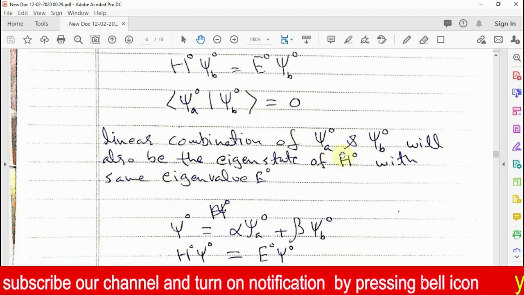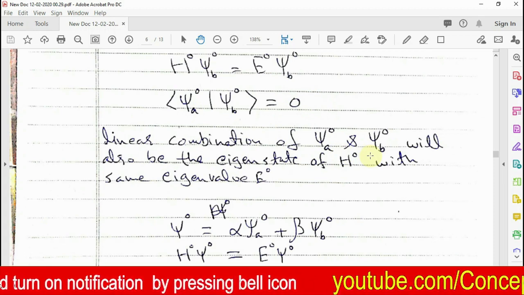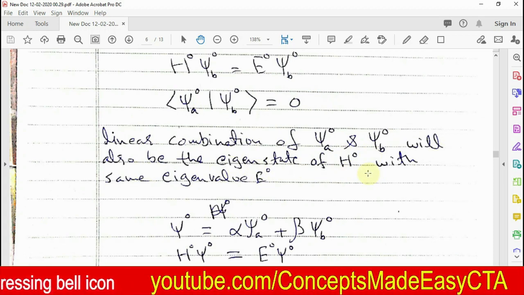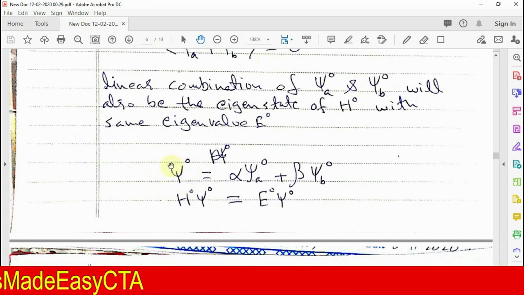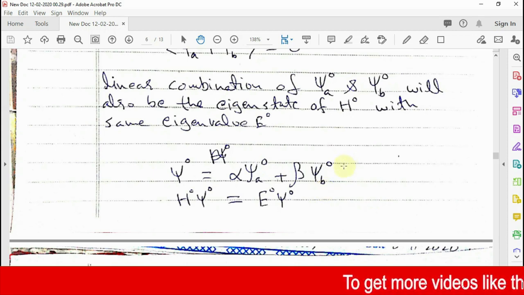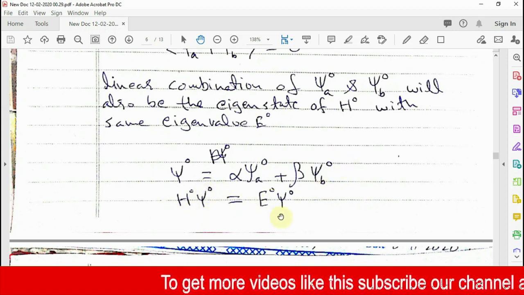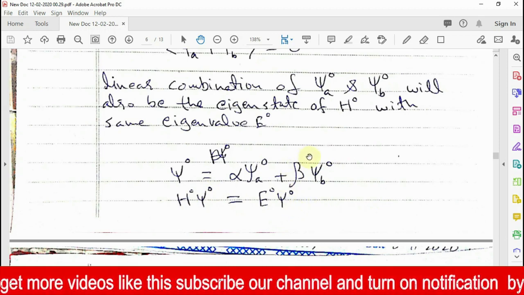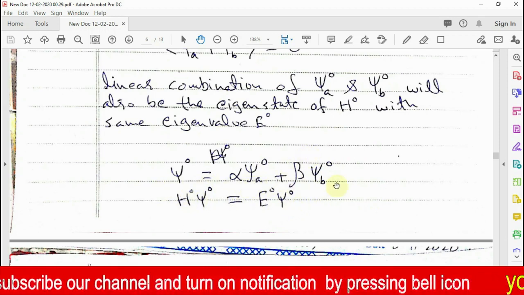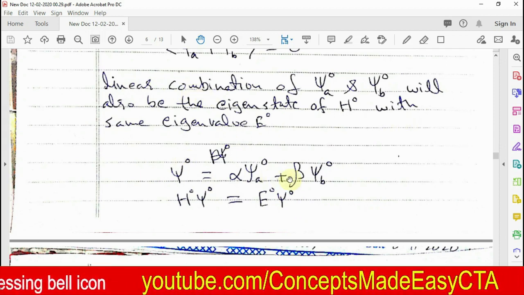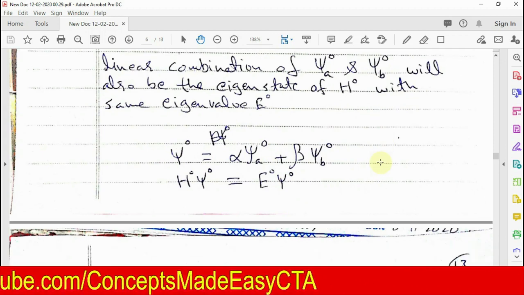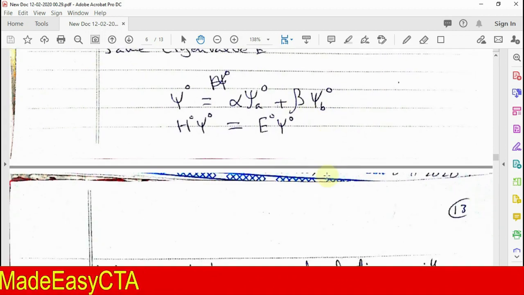A linear combination of psi A naught and psi B naught will also be an eigenstate of H naught with the same eigenvalue E naught. So let us take this function: psi naught is equal to alpha times psi A naught plus beta times psi B naught, and H naught applied on psi naught is equal to E naught times psi naught. This is the thing we have written here, that a linear combination of these two functions will also give us an eigenfunction with the same eigenvalue E naught.